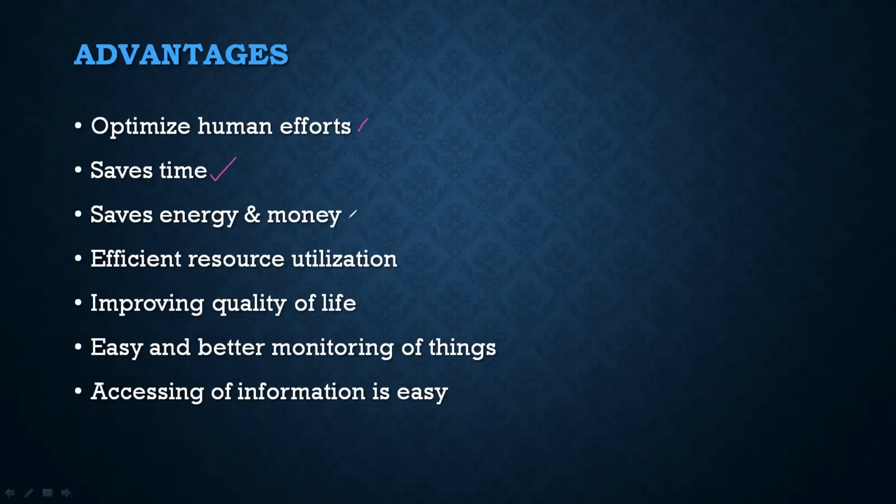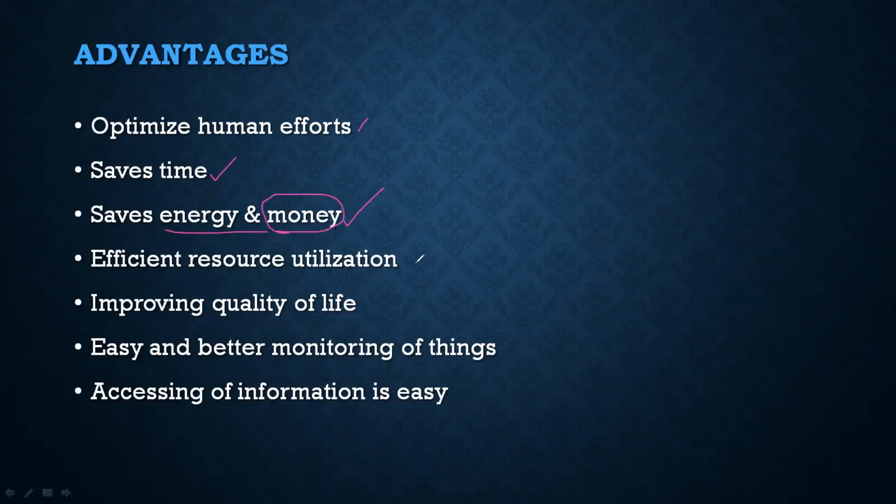Next thing is save energy and money. In the previous we saw some applications, in that we have smart bulbs. What do smart bulbs do? Based on the environment or based on the user's mood, they will change the color. That means dimming light, like that. That means it will save the energy. By saving that energy, it will save the money also.